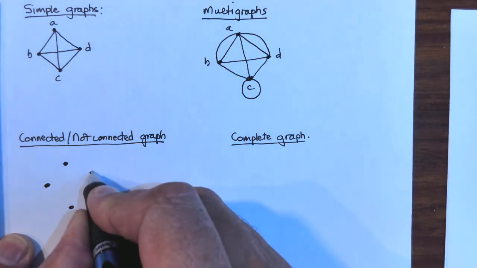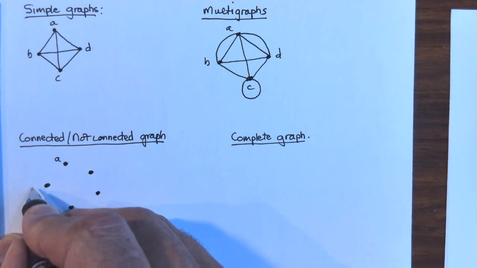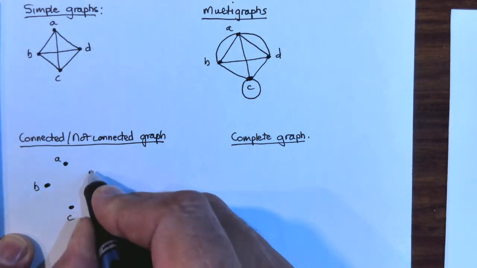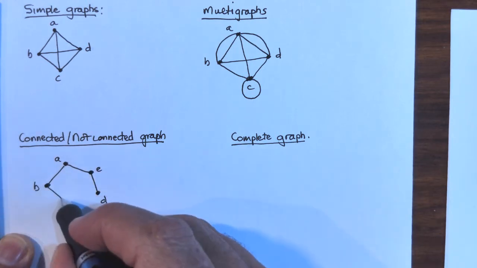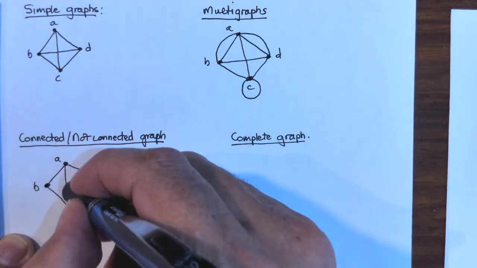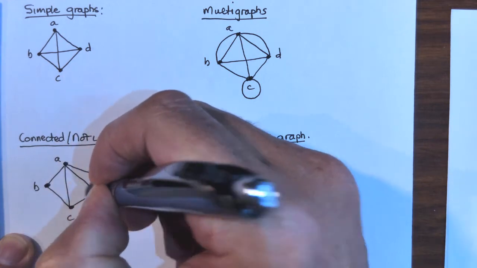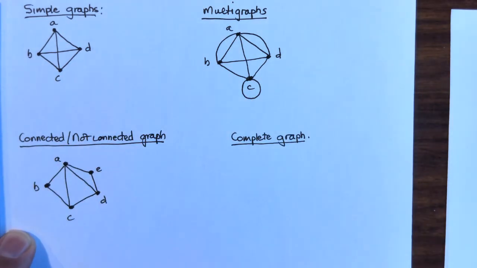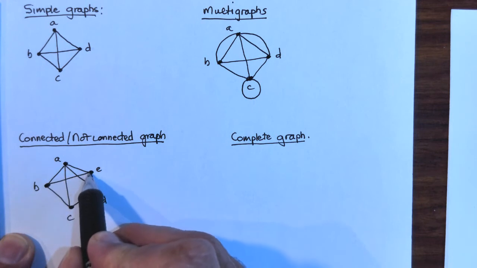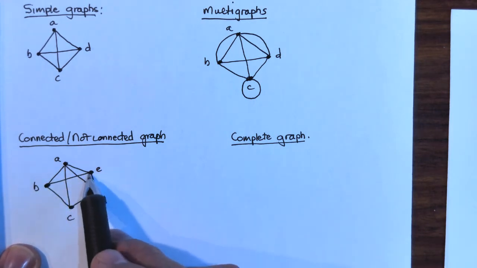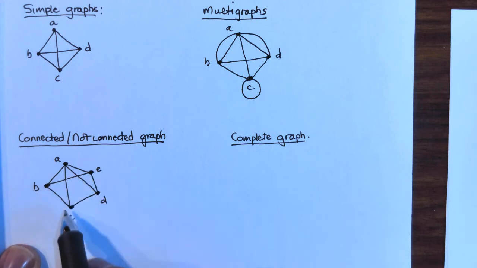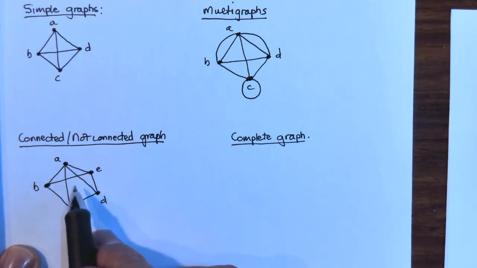Let's do 5 vertices. So A, B, C, D, E will be a connected graph. You can go directly to A or directly to D. And let's add one edge there, just for the fun of it. But if there wasn't one here, it means that to get to C, you've got to go via D, or via B, or via A. The graph is still connected.